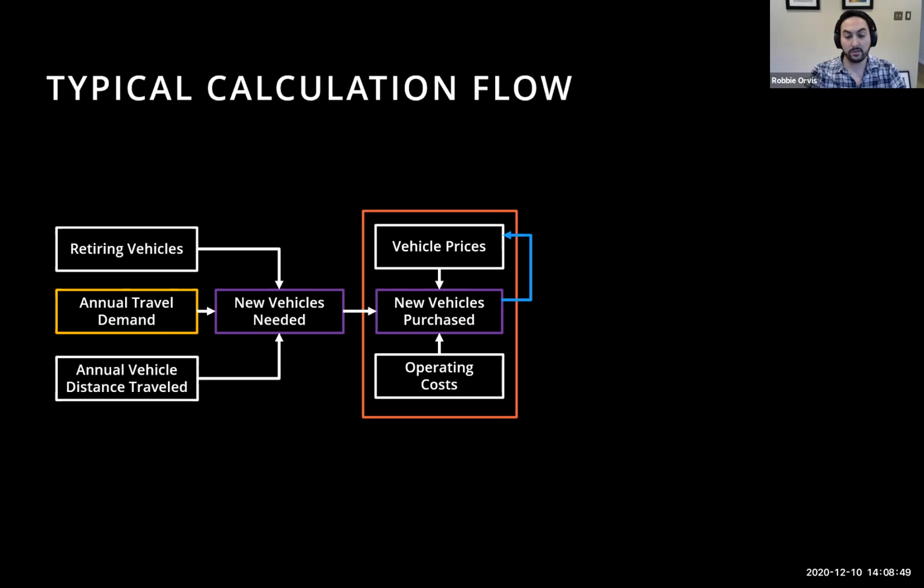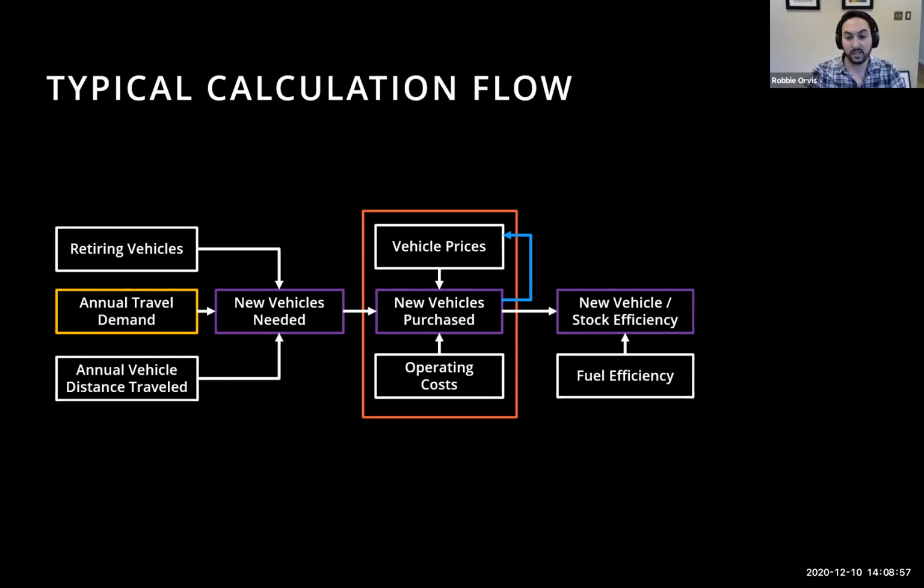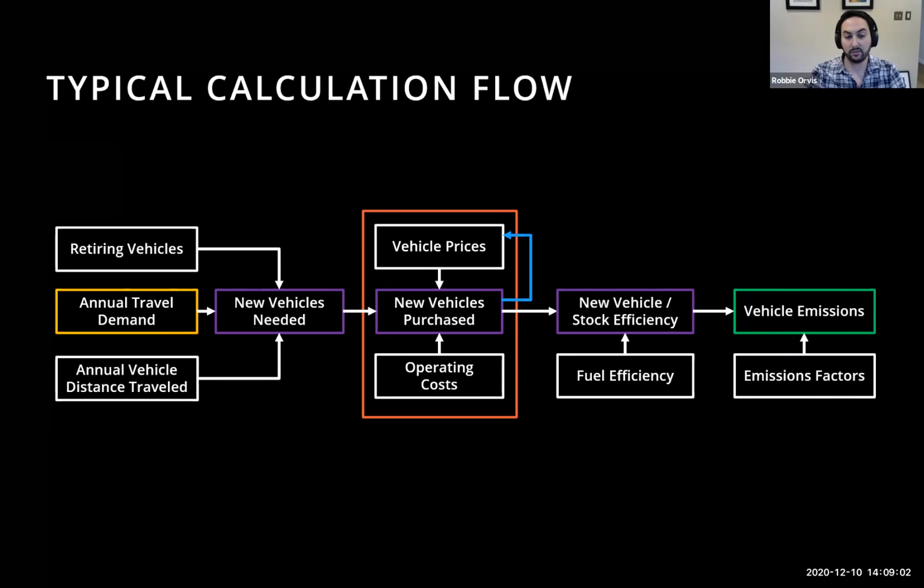Once we know the amount and types of new vehicles that are purchased, we can read in information on fuel efficiency to estimate the new vehicle and stock efficiency. And if we know stock efficiency, we can then use emissions factors and the annual travel demand data and vehicles to estimate vehicle emissions. This is a very simplified example of how we might estimate vehicle emissions in the business as usual case, but then we probably want to start layering on policies.